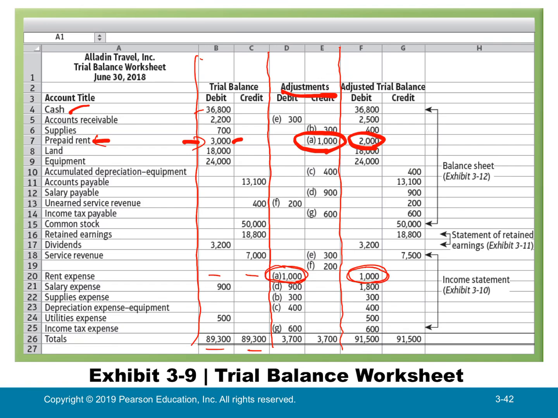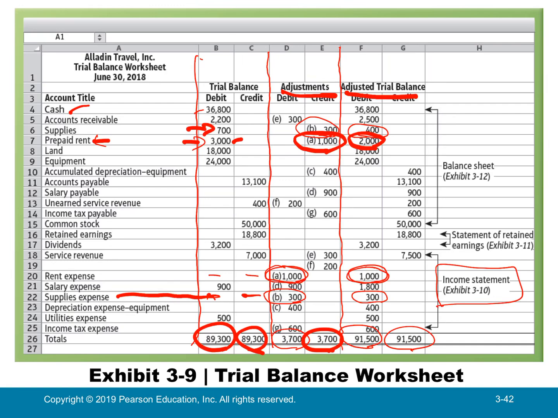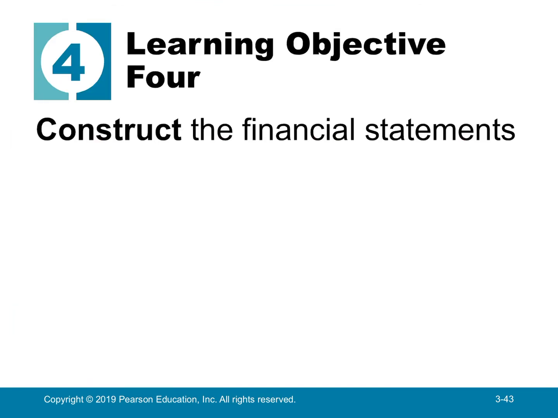If you go to B, remember we used up supplies. We bought some supplies. We had 700 of supplies before. We used up 300, so we need to decrease that 700 by 300. So if I look at the adjusted trial balance, I now have a debit of 400, right? And we have this new account, supplies expense. Before there was nothing there, but we had a debit of 300. So now the adjusted trial balance shows this debit of 300. As you can see, we had our unadjusted trial balance. We did some adjusting journal entries. Now we have our adjusted trial balance. And this is the information that we need to prepare the income statement, the statement of retained earnings, the balance sheet. So now we can actually construct the financial statements.